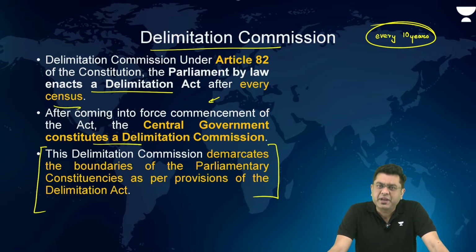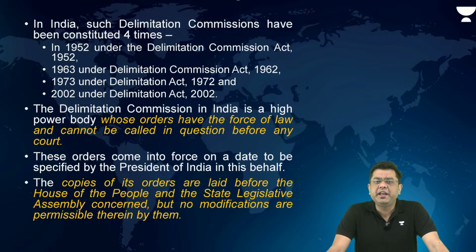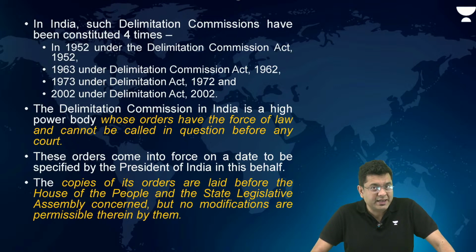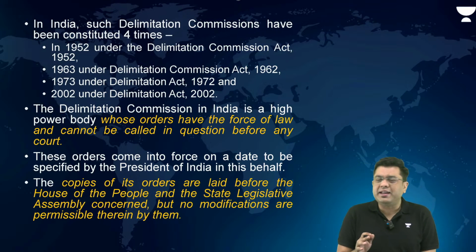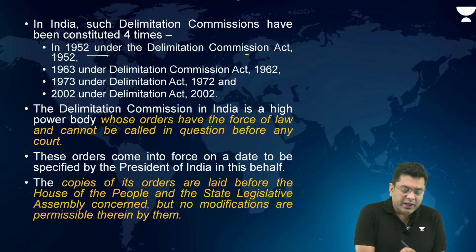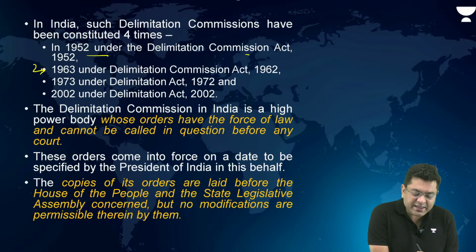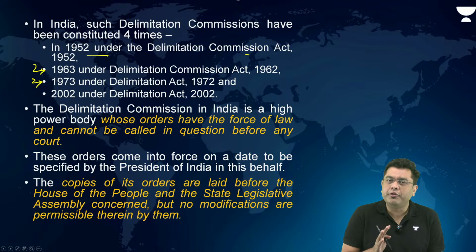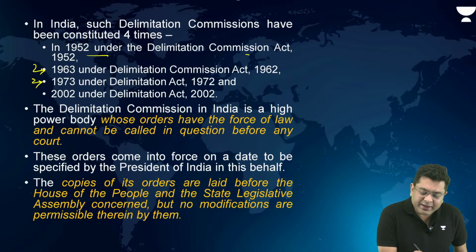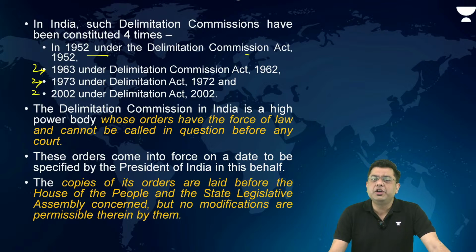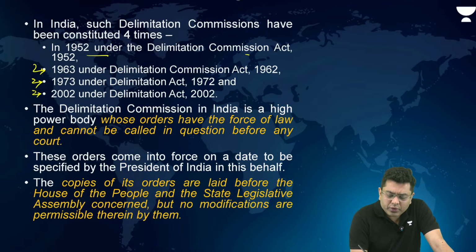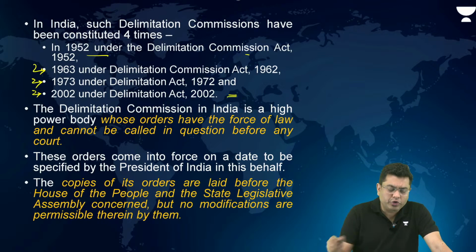Now, in our country previously also, multiple delimitation exercises have happened. It is not as if it is happening for the first time. Such delimitation exercises have happened 4 times previously. So, in 1952, under the Delimitation Commission Act 1952, then 1963, following the census of 1961, then 1973, following the census of 1971, right? And then 2002, under the Delimitation Act 2002. Now, this is slightly different. We are going to talk about it.